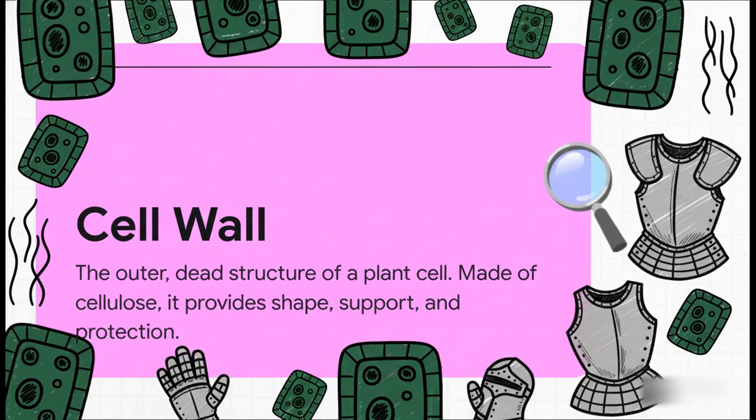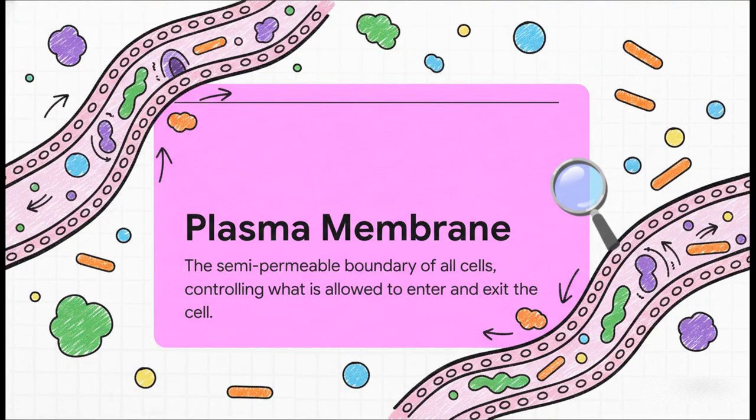So for a plant cell, that outermost layer is the cell wall. Think of it like a suit of armor. It's this tough, rigid structure that gives the plant its shape and protects it from the outside world. But just inside that wall, and for all animal cells this is their outer layer, is the plasma membrane. Now this isn't a rigid wall. It's more like a super smart security gate. It's constantly deciding what's allowed to come in and what needs to get kicked out. It's basically the cell's bouncer.